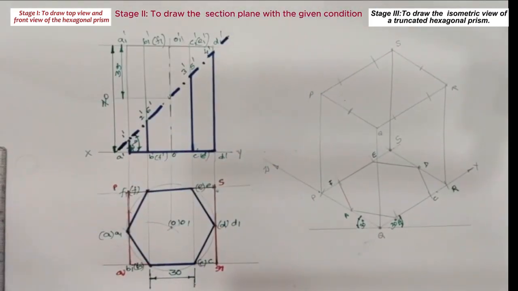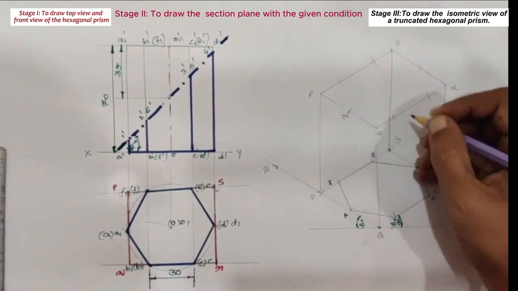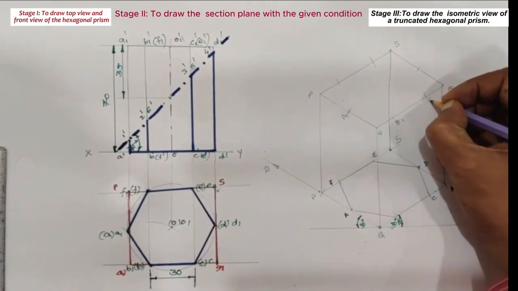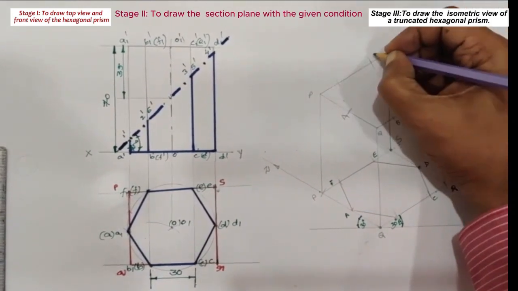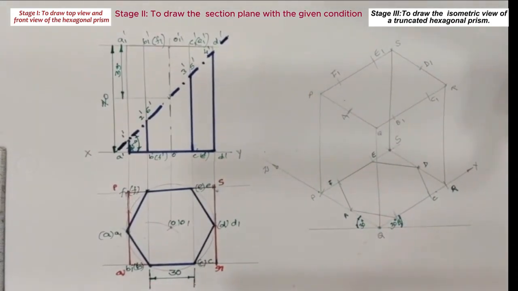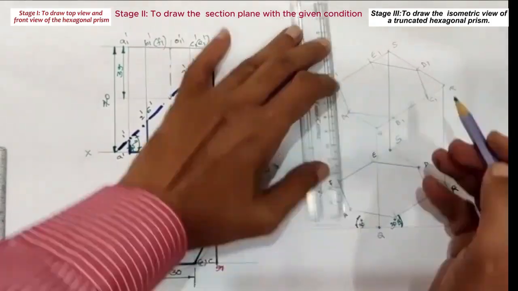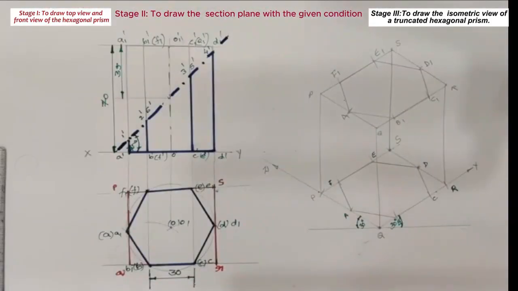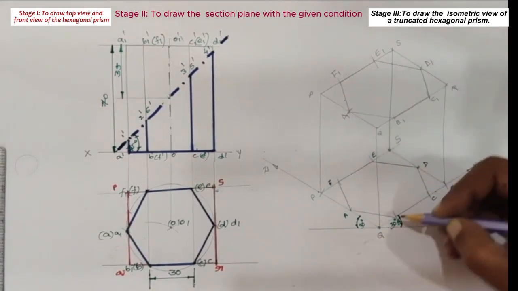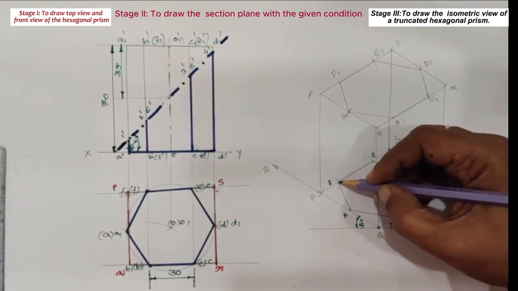Then name these points as, say, A1, B1, C1, D1, E1 and F1. Then join these points in a sequential order with line segments with thin lines. Then join the points A1, B1, C1, D1, E1 and F1.